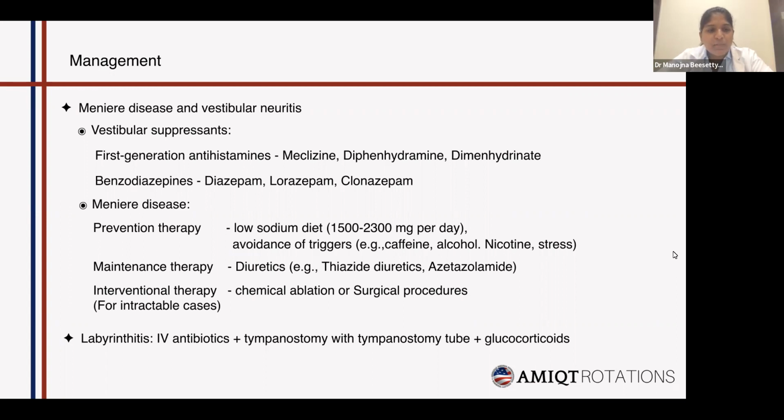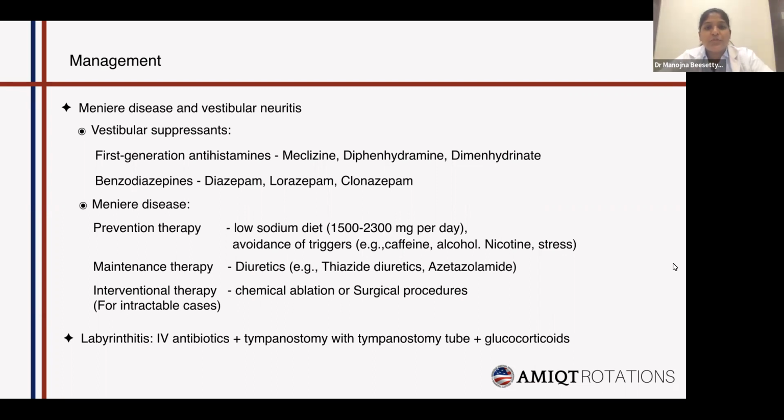To go into management of Meniere's disease in a more specific way, the prevention therapy for recurrent episodes is a low sodium diet, about 1500 to 2300 mg per day, and avoidance of triggers like caffeine, alcohol, nicotine, and stress. How do you maintain? The maintenance therapy is diuretics. They could be thiazides or acetazolamide. If the case is intractable, then we should go with the interventional therapy. And that could be by chemical ablation with aminoglycosides like gentamicin or surgical procedures like labyrinthectomy.